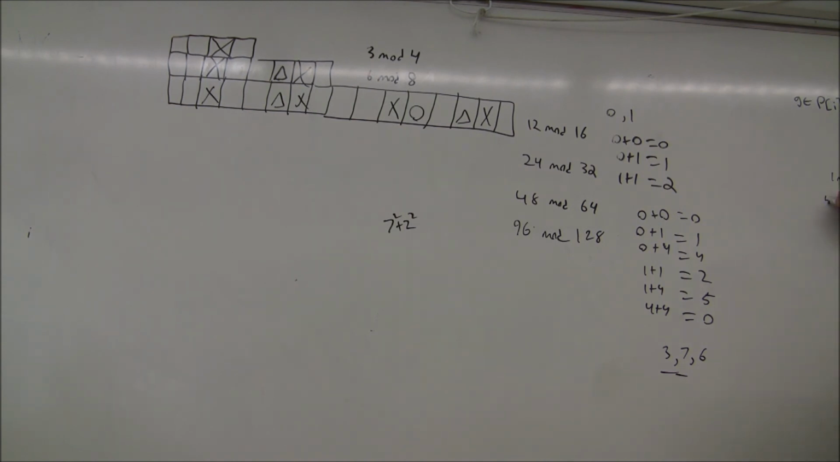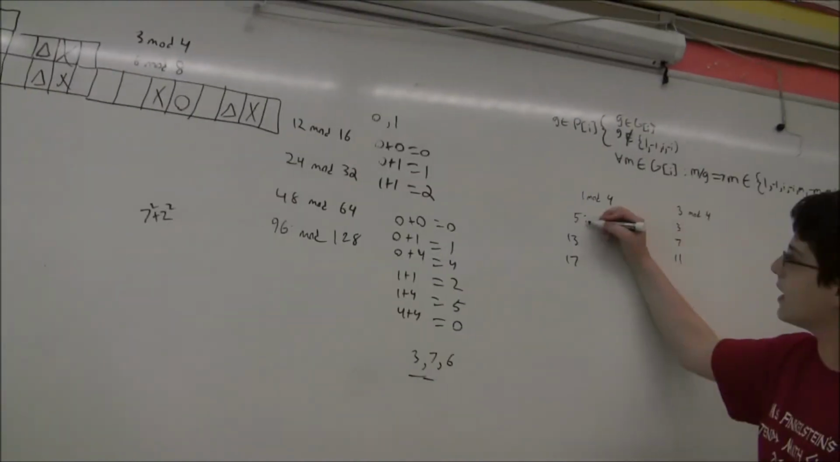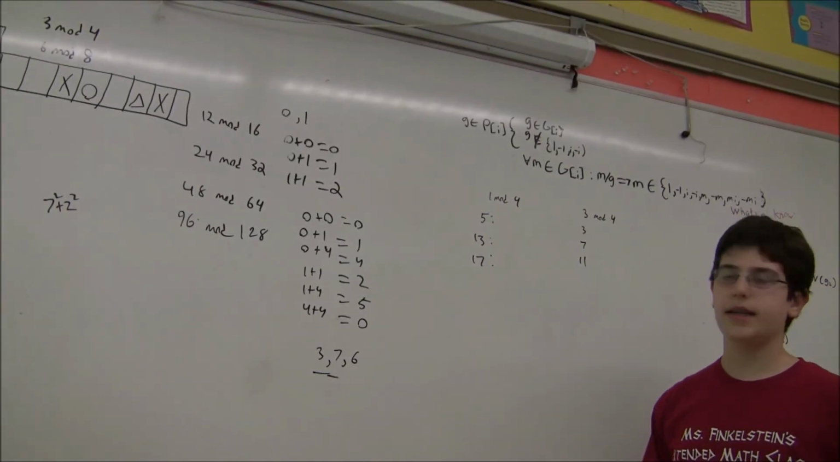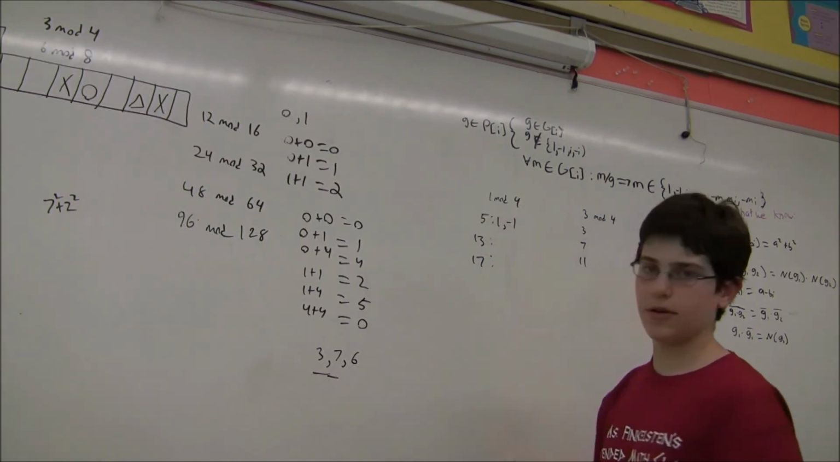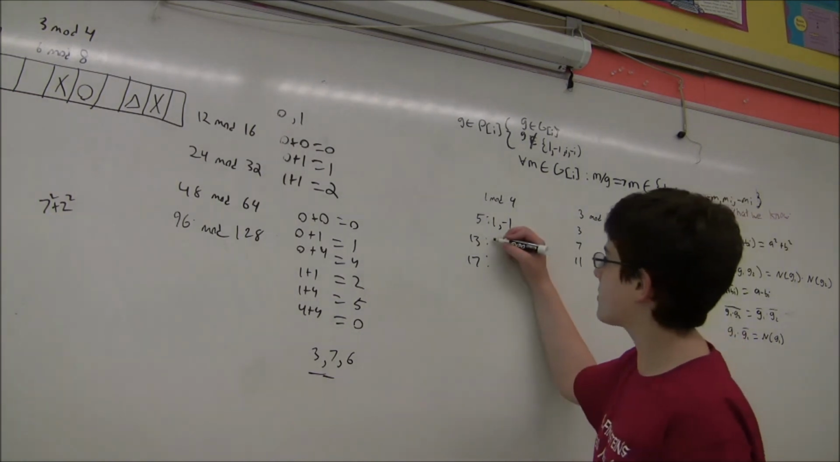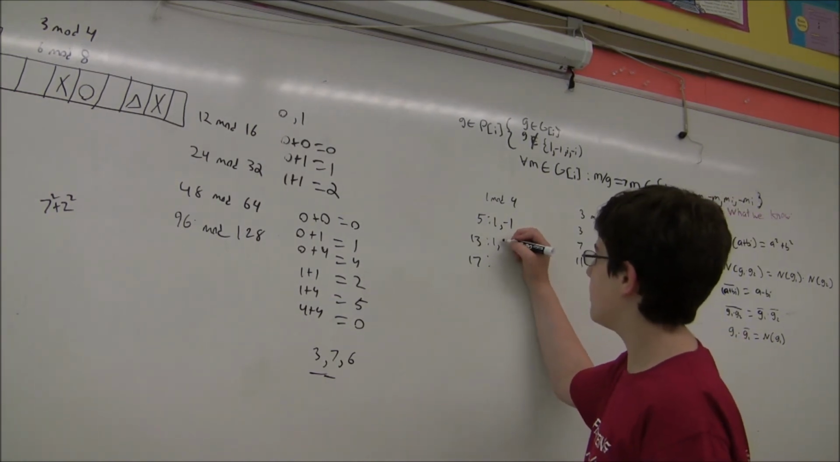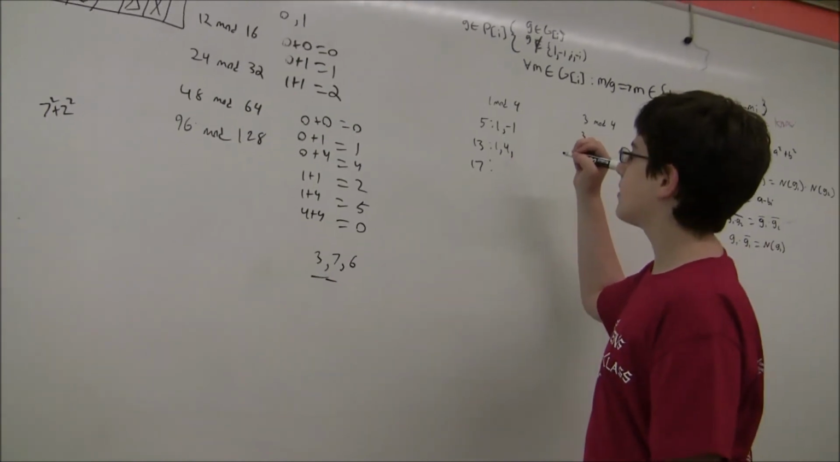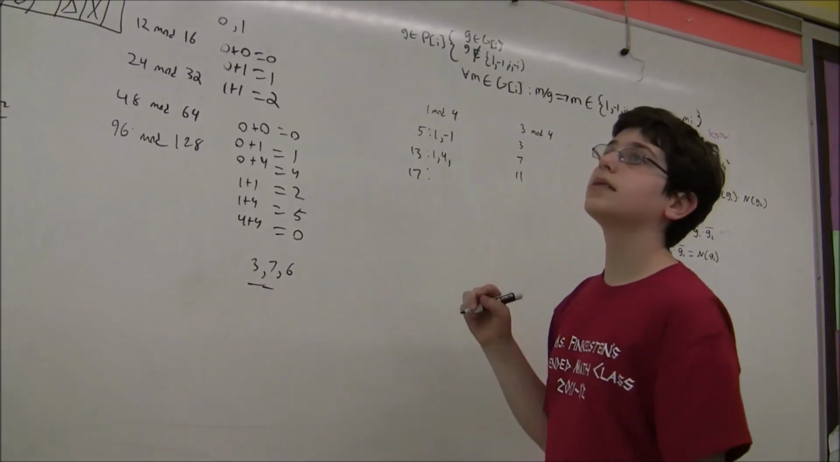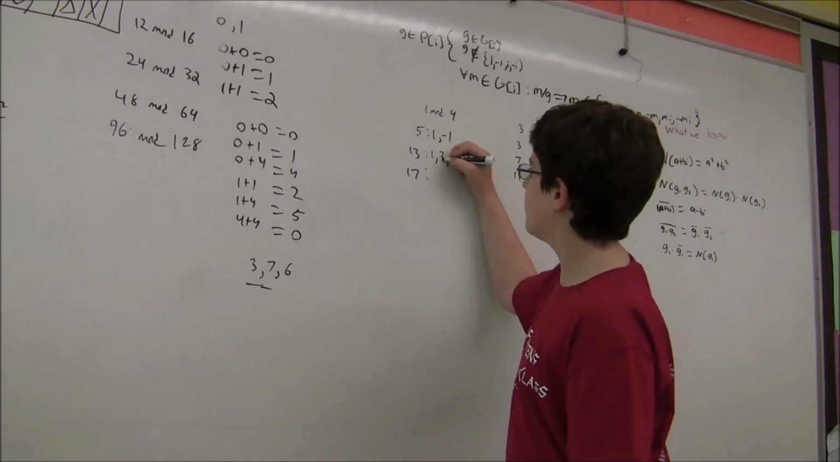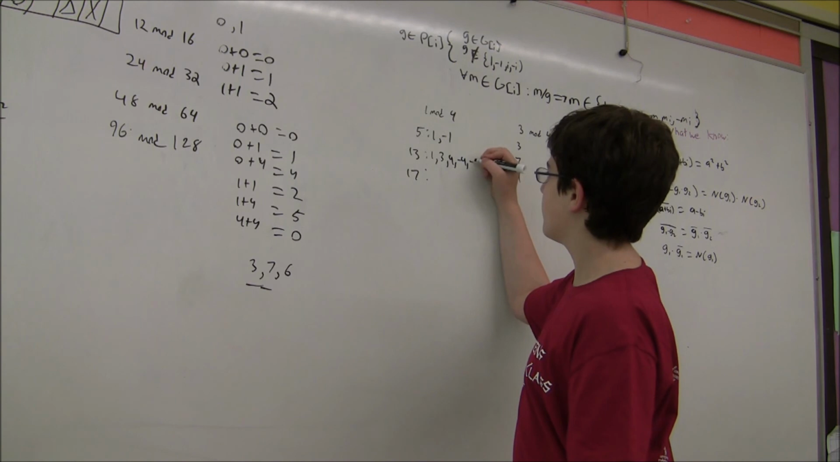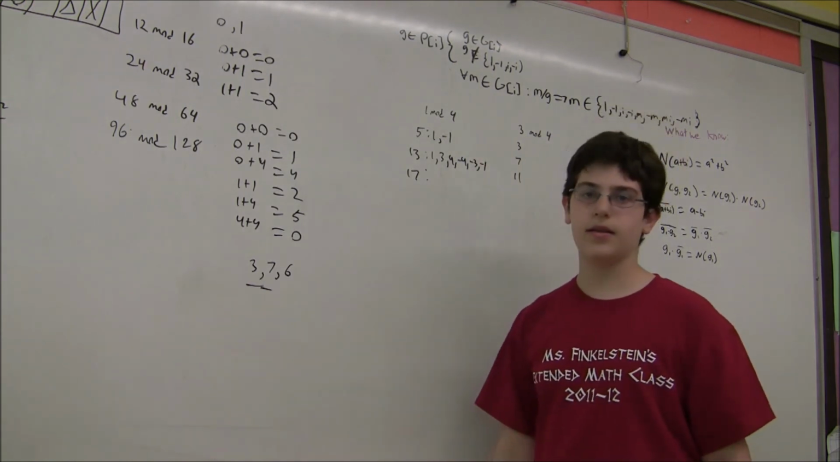So 1 mod 4 primes are like 5, 13, 17. 3 mod 4 primes are 3, 7, 11. And I looked at the squares in each of these boxes. Mod 5, the squares are 1 and minus 1. Mod 13, the squares are 1, 4, 3, minus 4, minus 3, and minus 1.